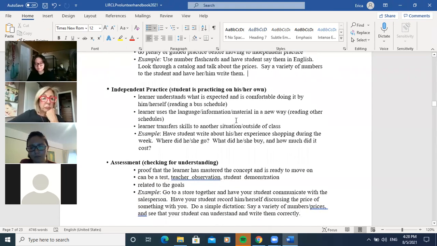And then independent practice, stuff they're doing on their own. In this example, maybe they write about their shopping experiences during the week, which they're doing at home, talking about what they bought and how much it costs.